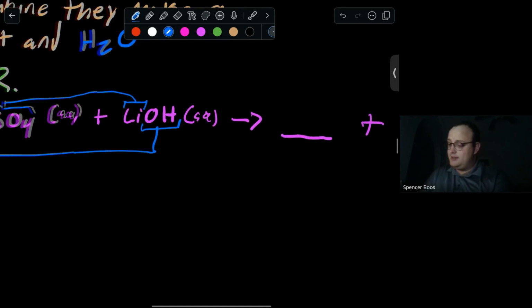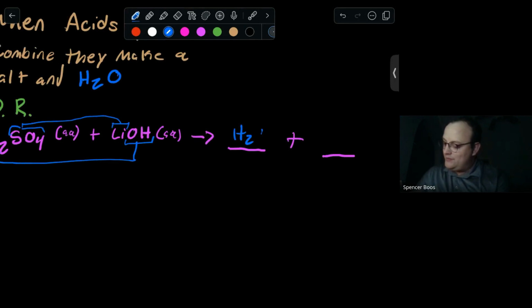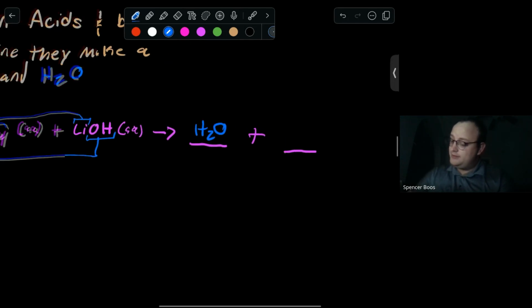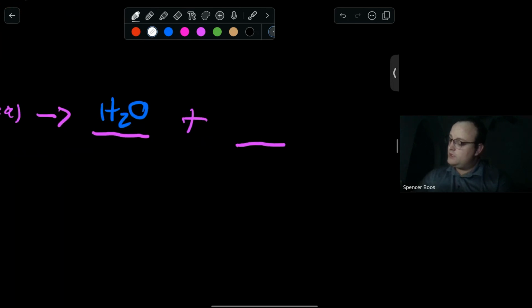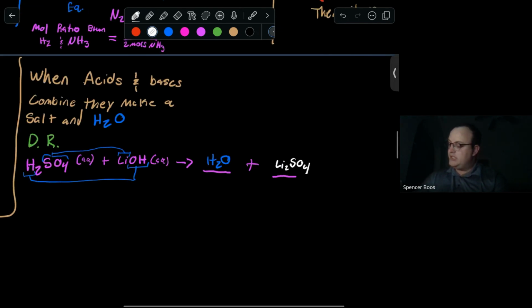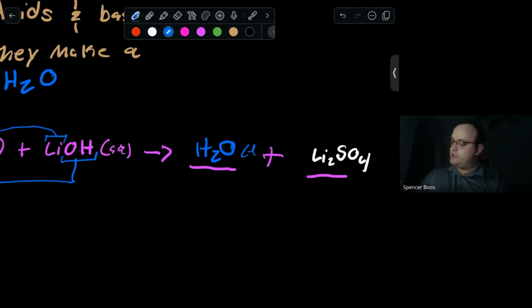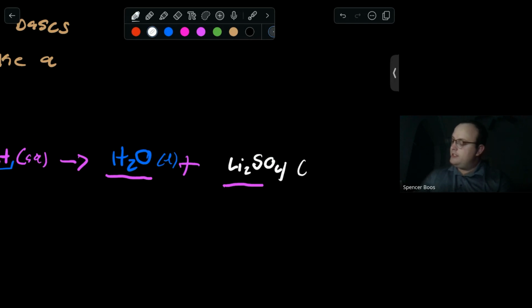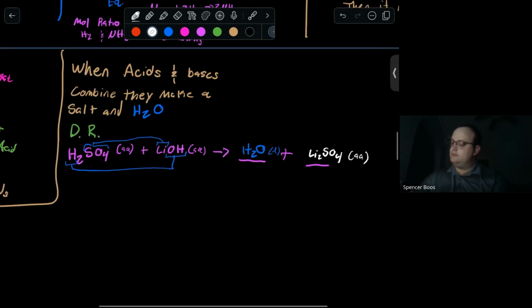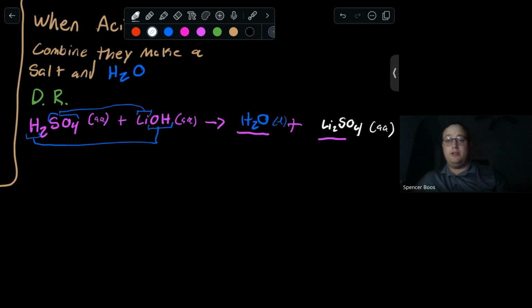So we get H2O, and we get Li2SO4. Now, if we're being technical, the H2O is a liquid, and the Li2SO4 is aqueous. So, you now need to ask yourself, am I done? Think about it carefully. No, we are not done. We need to balance. So after we balance, there'll be a 2 here and a 2 there. Now we are good to go.